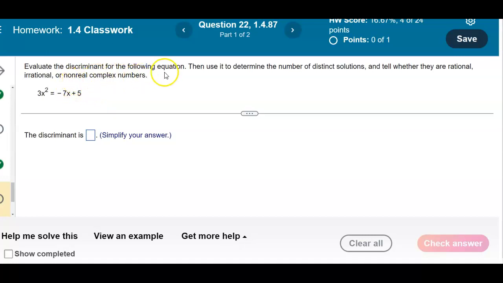Evaluate the discriminant for the following equation. Then use it to determine the number of distinct solutions and tell whether they are rational, irrational, or non-real complex numbers. Here we have the equation 3x squared equals negative 7x plus 5.